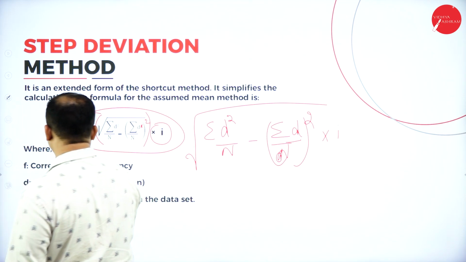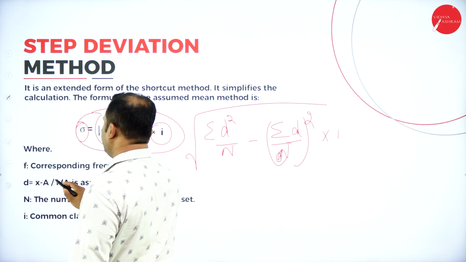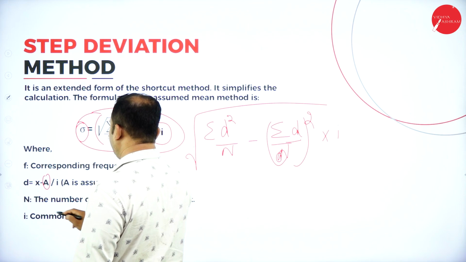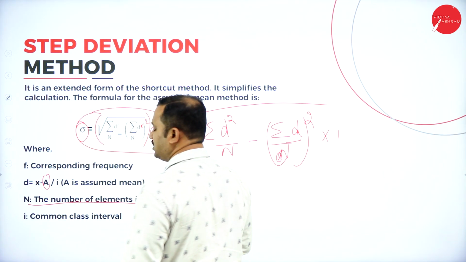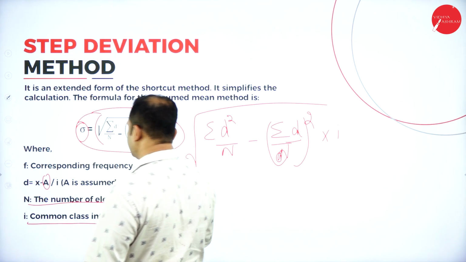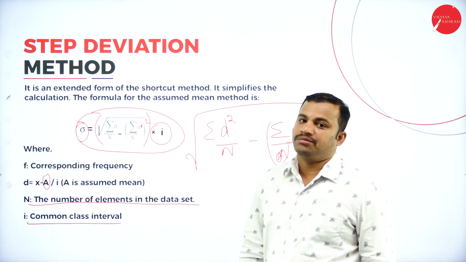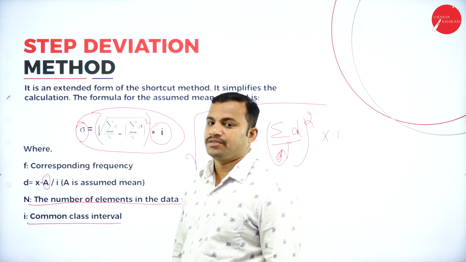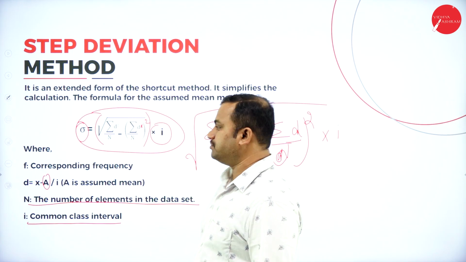So we have the value x minus a by i, where a corresponds to the assumed mean, n is the number of elements in the data set, and i is the common class interval. That means the class interval, the number of class intervals which we have, for example, for a grouped set of data items.